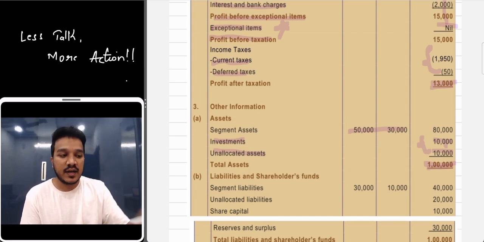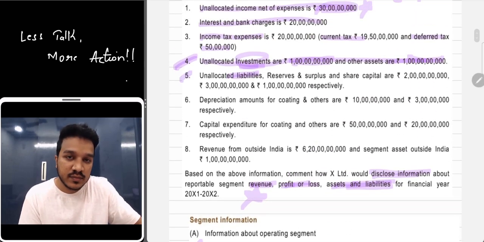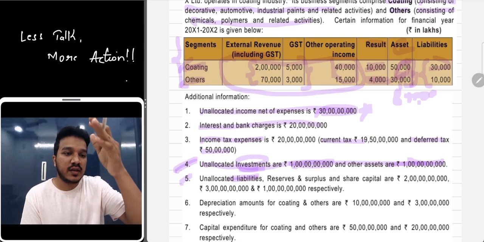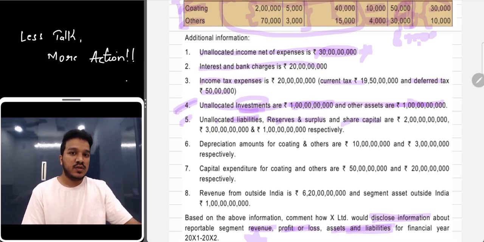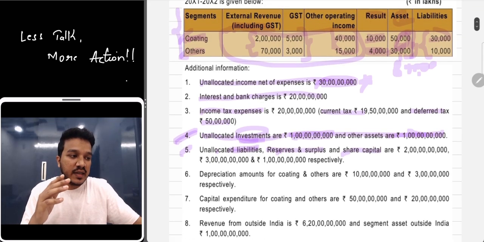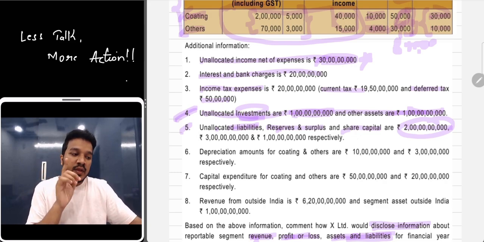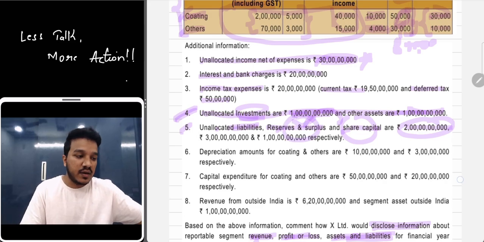Perfect, no? Now the assets part is done. Now here if you see the fifth point also, it is talking about liabilities. Even here, in the actual question, liabilities come after assets. So you will plot 30 and 10, 30,000 and 10,000 has come. And then in other information they have given you unallocated liabilities, reserves and surplus, share capital. So see the format: first 30 and 10 written as segment liabilities, and then unallocated liabilities, you will plot this as 20,000 amount. And then comes equity, not reserves. First comes equity and then comes reserves and surplus. Remember that. I'll show you that once.